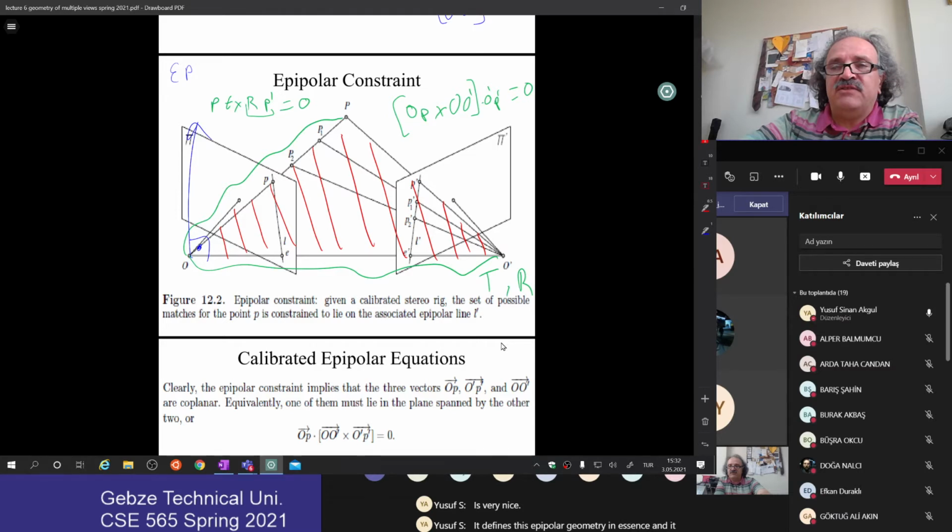I don't talk about millimeters in this case. I talk about the image coordinate system. But the essential matrix talks about millimeters. It doesn't talk about the image coordinate system. So it would be very nice if we had such an equation that talks about the image coordinates. But we can do that, right?